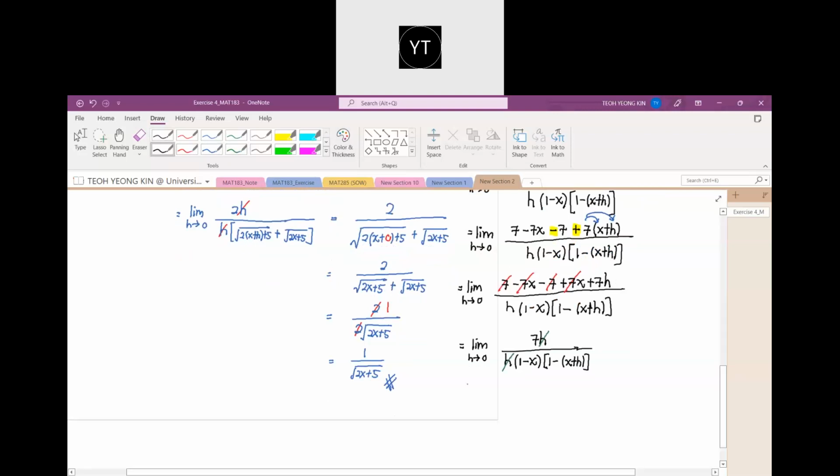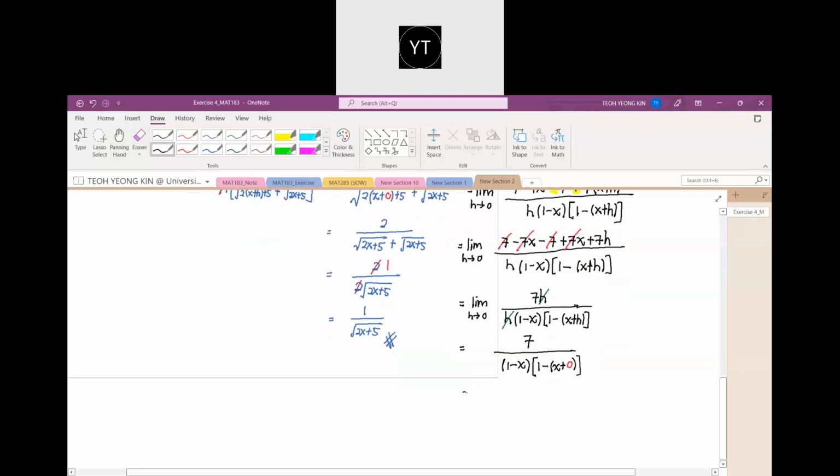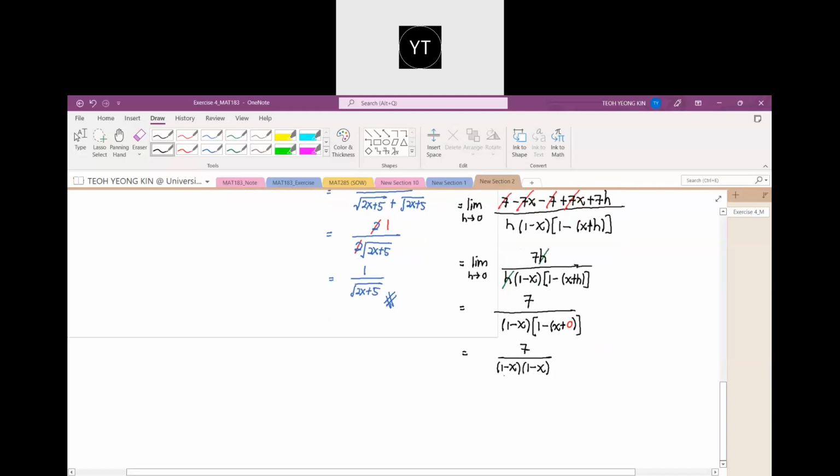So what I have here is I can straightforward substitute the h approaches 0. So sini 7 over, sini tak ada h, tak payah ganti, 1 minus x. Here we have h, 1 minus x plus h, h is 0. Oh, sorry. h is 0. Close bracket. So what I have is 7 over 1 minus x, 1 minus x. So what happened is 1 minus x times 1 minus x.